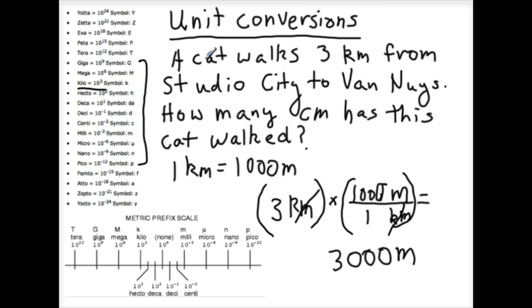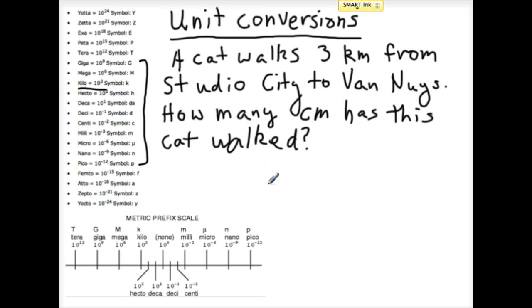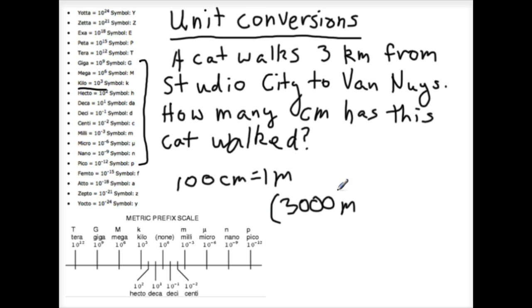I must be sure that I convert my units from meters to centimeters. Now I know how many meters I have, but the question asked for how many centimeters the cat has walked. Okay. So now I know that there are 100 centimeters in 1 meter. I determined that the cat has walked 3,000 meters. So again, I must multiply this by some ratio that will allow me to convert to centimeters from meters. Meters will go on the bottom, centimeters on the top, because I want to cancel out my value for the meters. 100 centimeters in 1 meter.